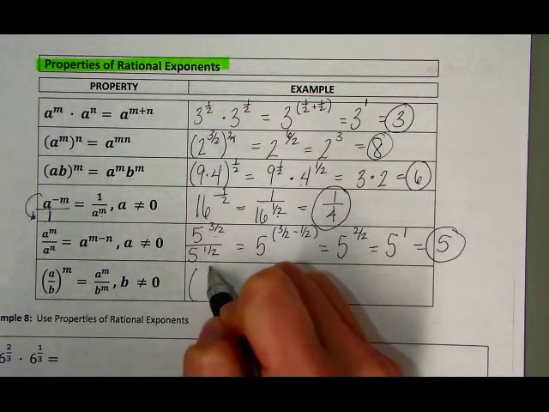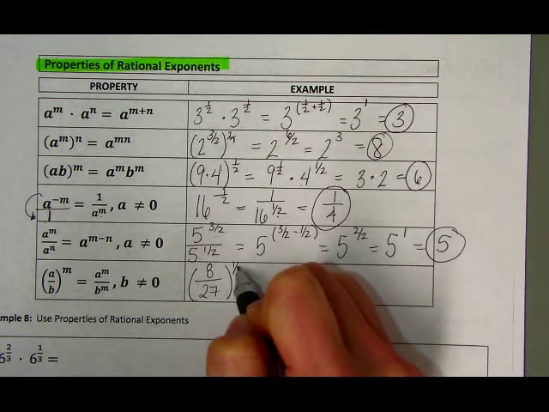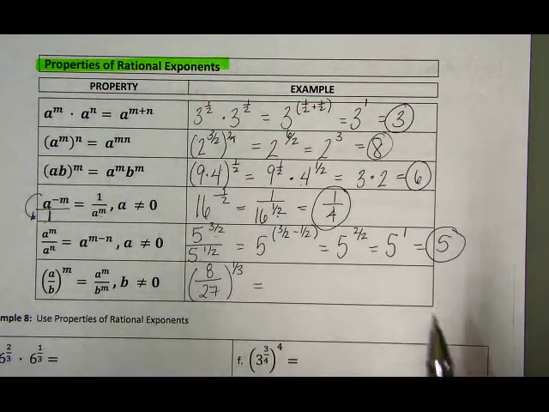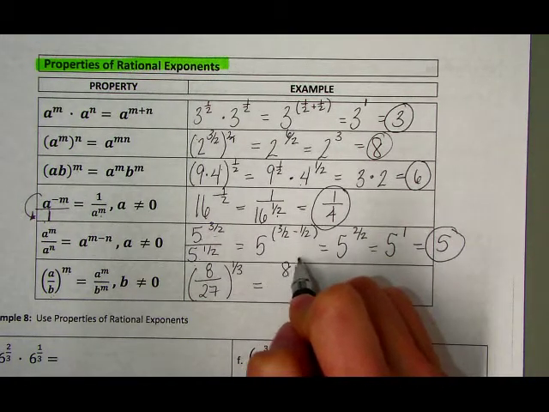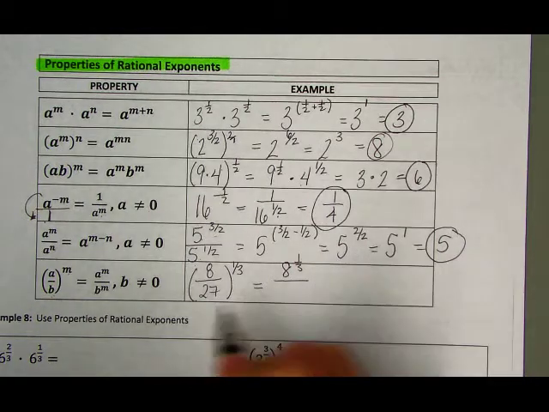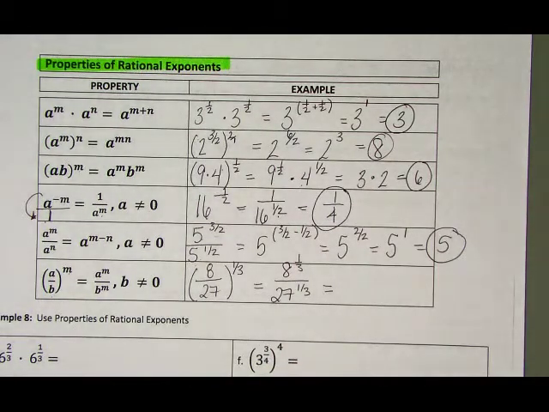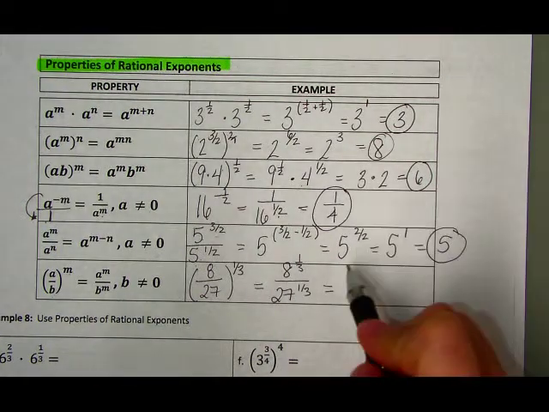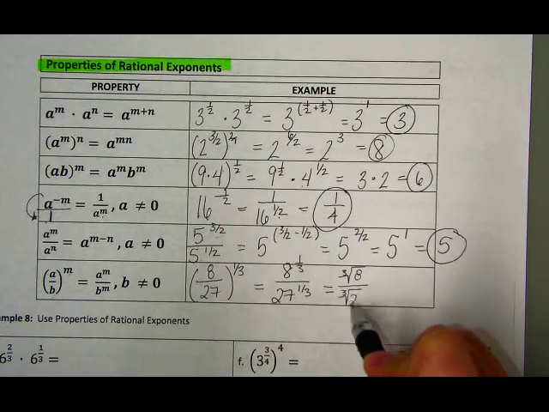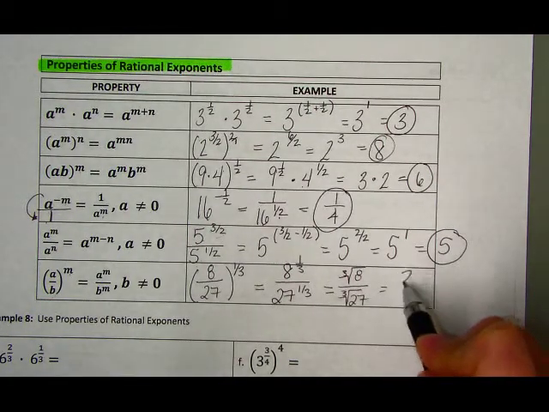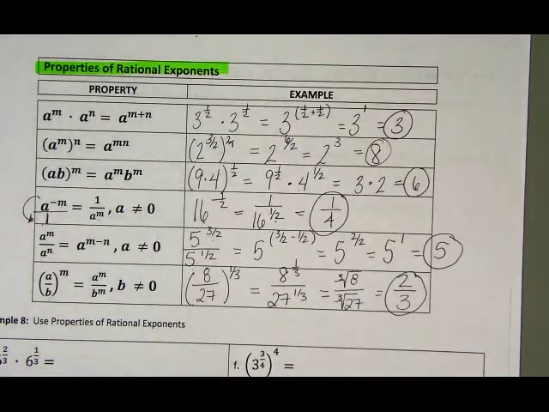So if we look at this example, let's look at 8 over 27, all raised to the 1/3 power. So we can distribute, separating them: 8 to the 1/3 power over 27 to the 1/3 power. Remember back to the previous videos, this is the same thing as the cube root of 8 over the cube root of 27. Cube root of 8 is 2, cube root of 27 is 3. So our answer for this property is 2/3.